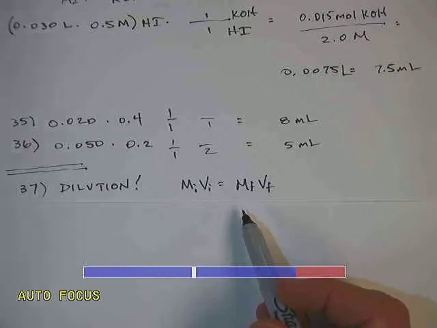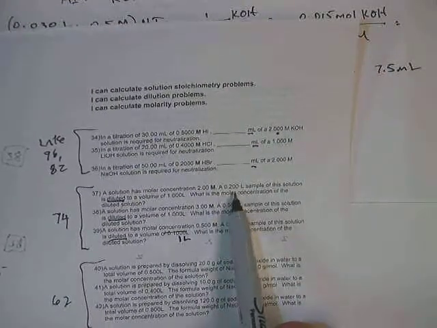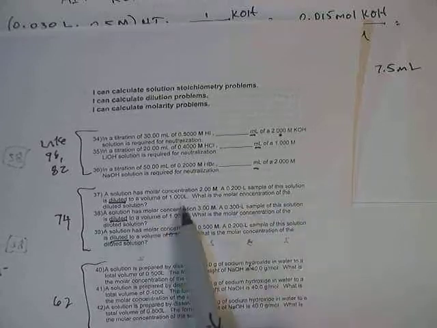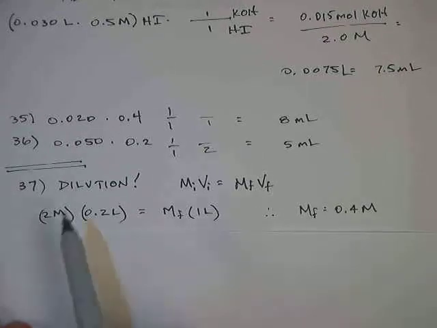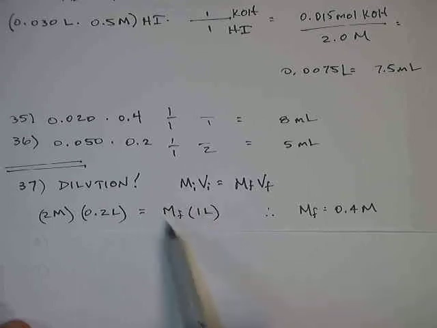Okay, next set of questions, these right here are dilution problems. You can see that it has the word diluted in it, diluted in it, diluted in it, so then you know that this is going to be the kind that is M1V1 is equal to M2V2, or MiVi is equal to MfVf, okay?